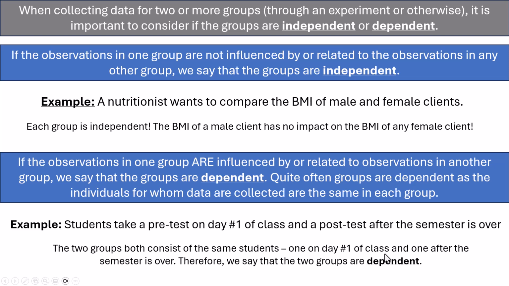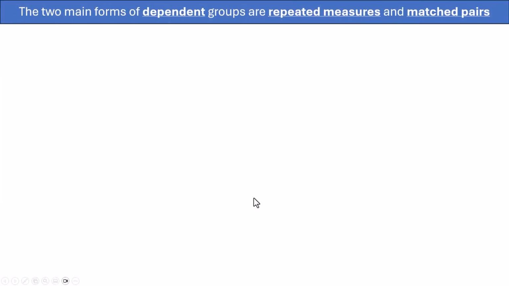For example, if one student did very well on the pre-test, we might expect that that same student would also do very well on the post-test. So the result of the post-test depends in some way on the results of the pretest. The two main forms of dependent groups are repeated measures and matched pairs.